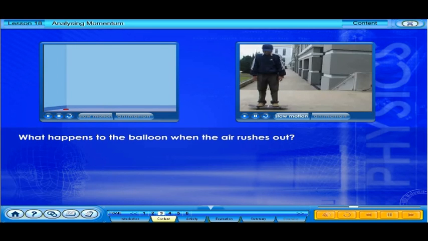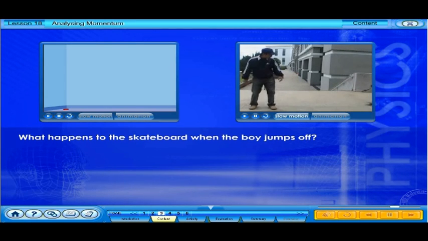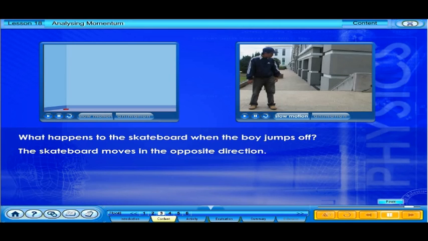What happens to the balloon when the air rushes out? The balloon moves in the opposite direction. What happens to the skateboard when the boy jumps off? The skateboard moves in the opposite direction.